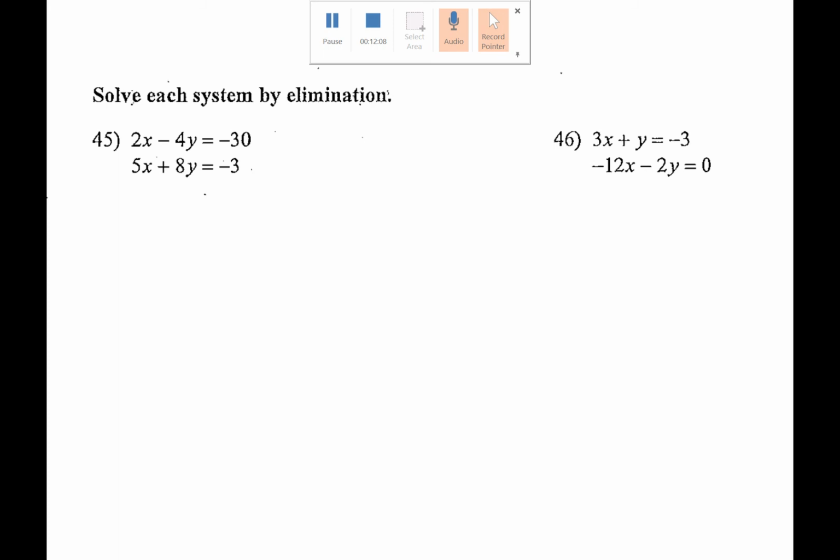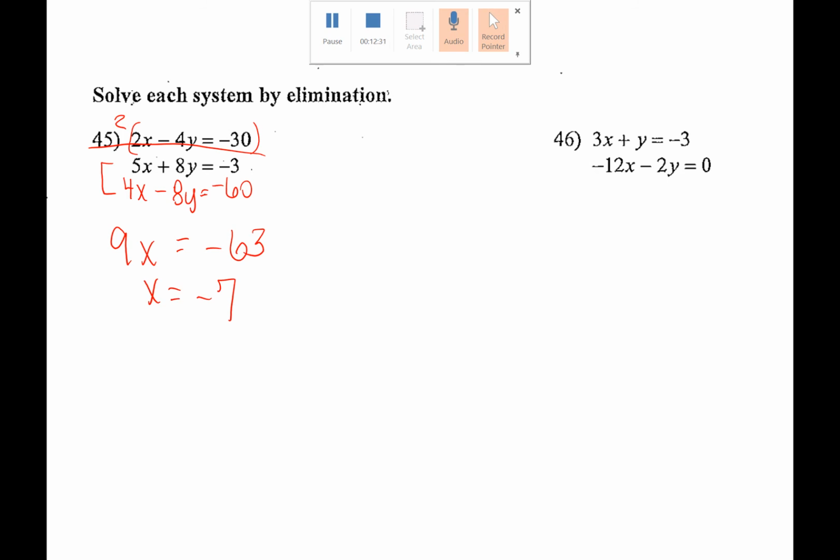Elimination. What I would do for 45 is I would multiply this first one by 2. So I would get 4x minus 8y is equal to negative 60. So really I'm just focusing on these two right here. That's going to give me 9x, eliminate the y's, is equal to negative 63. So that x is equal to negative 7.